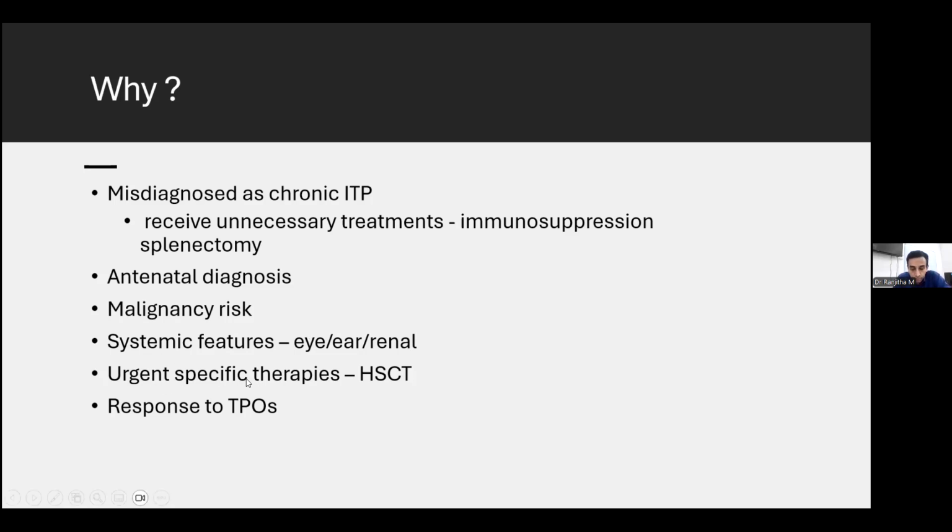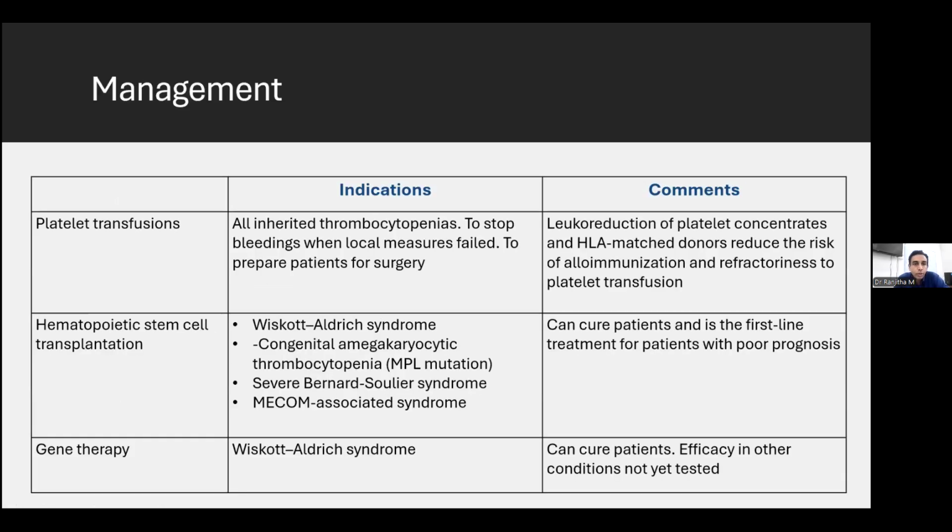Some of these, like Ranjita brought out, the 2 children with CAMT in the first 2 cases, actually require urgent therapies. It's probably as urgent as something like a Fanconi's child with pancytopenia or an acquired aplastic anemia child with pancytopenia. And we all know that CAMT can evolve into MDS and AML. I'm sure we want to transplant these children before they get into those problems. And also, one important point of response to TPOs, because it's not only the ITPs which respond to TPOs; there are other subgroups like the MYH9 and certain subgroups of Bernard-Soulier which can actually respond to TPO.